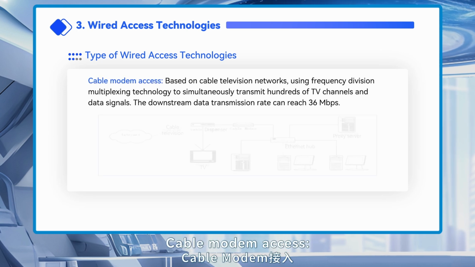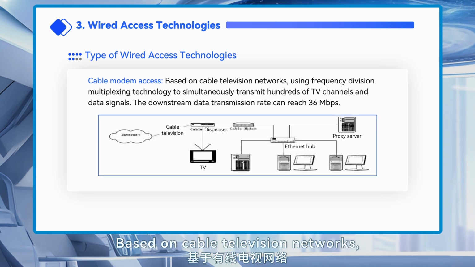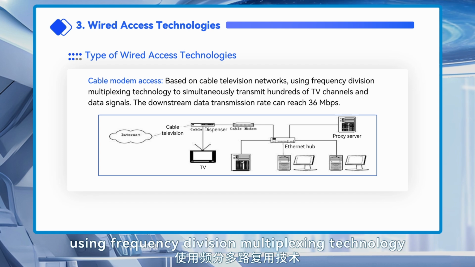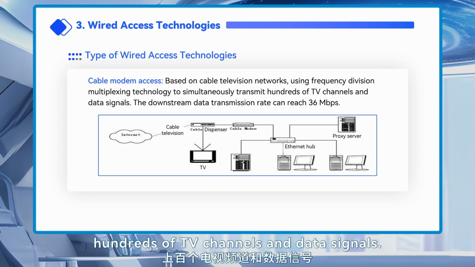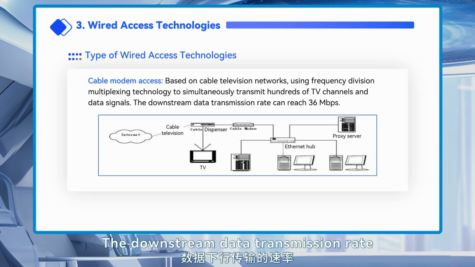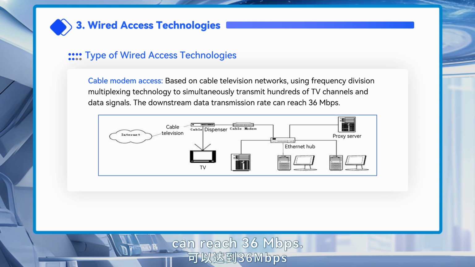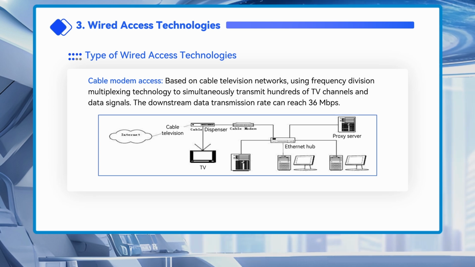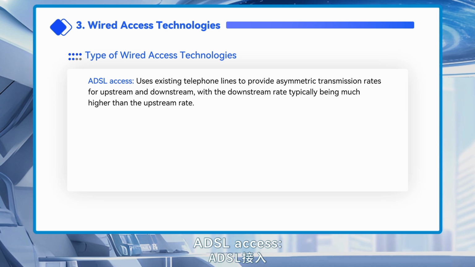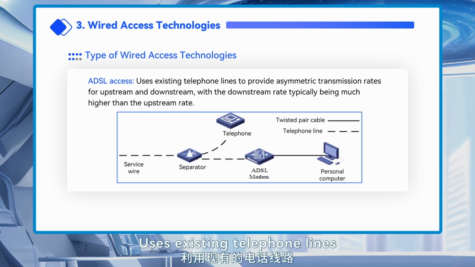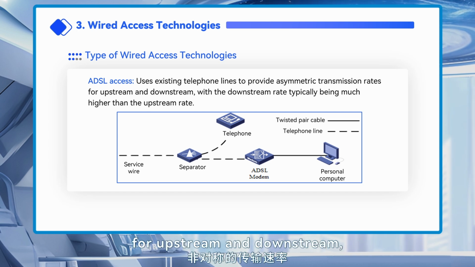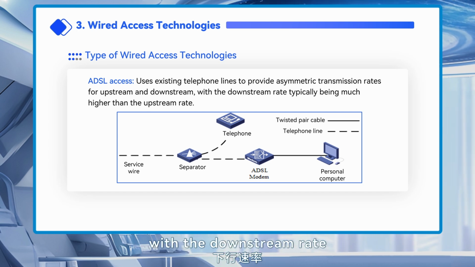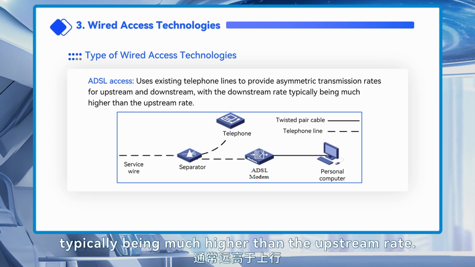Cable modem access, based on cable television networks, uses frequency division multiplexing technology to simultaneously transmit hundreds of TV channels and data signals. The downstream data transmission rate can reach 36 megabits per second. Asymmetric digital subscriber line access uses existing telephone lines to provide asymmetric transmission rates for upstream and downstream, with the downstream rate typically being much higher than the upstream rate.